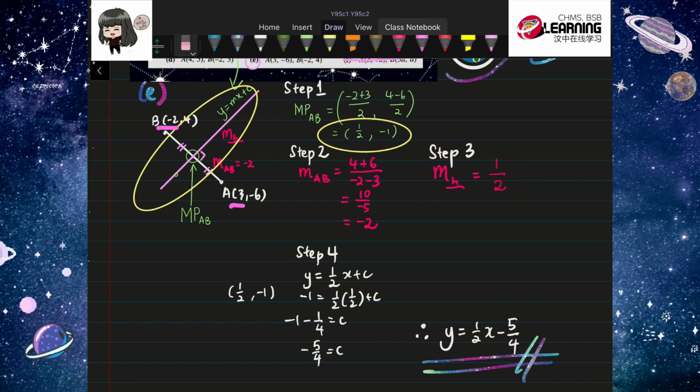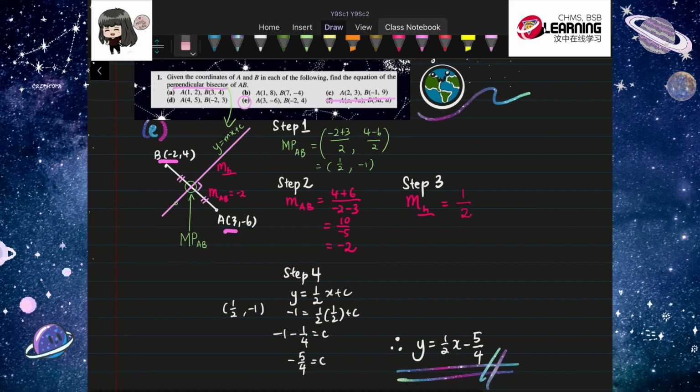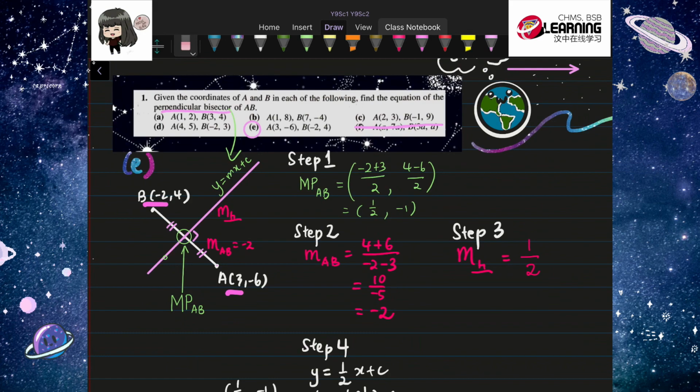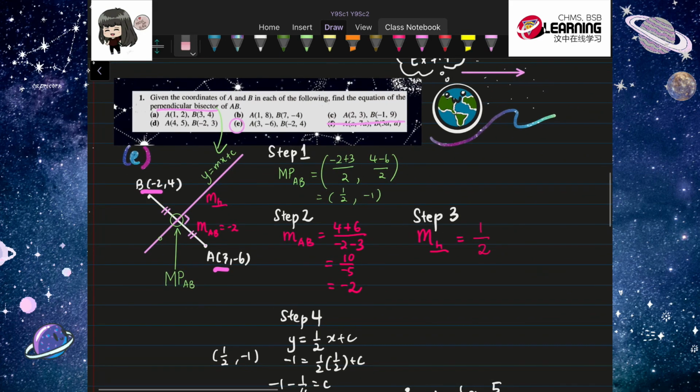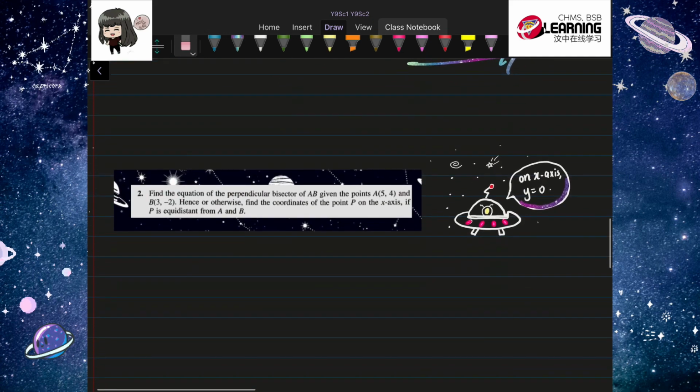Okay, so far, I hope you understand this. Just follow the steps to find the perpendicular bisector. If you do a lot already, you don't need to write down step 1, step 2, step 3, step 4. It must be already in your mind. Okay, A, B, C, D, you do it on your own, following the same steps. Alright. Okay, so question number 2.